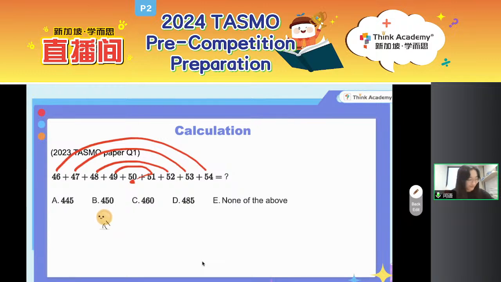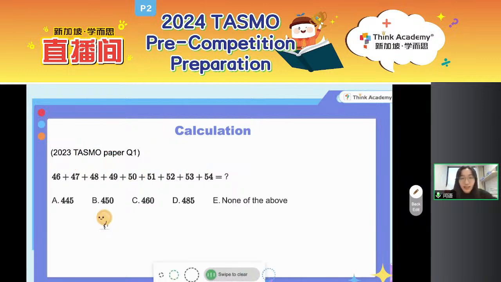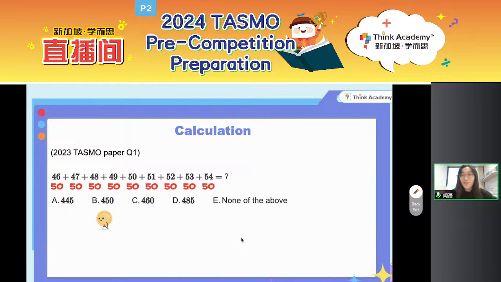Any other way? Any other way? Okay. So here, let's have a look. Another way is, look, from 46 to 54, all these numbers are quite close to 50, right? So maybe I just write down 50 below them. Okay, so how many 50 are there? 1, 2, 3, 4, 5, 6, 7, 8, 9. Okay, so 9 times 50, that is 450, correct.